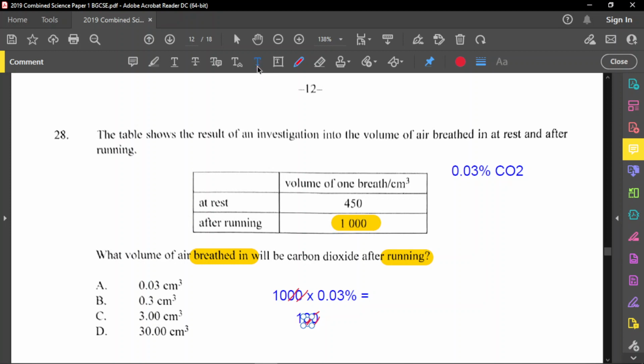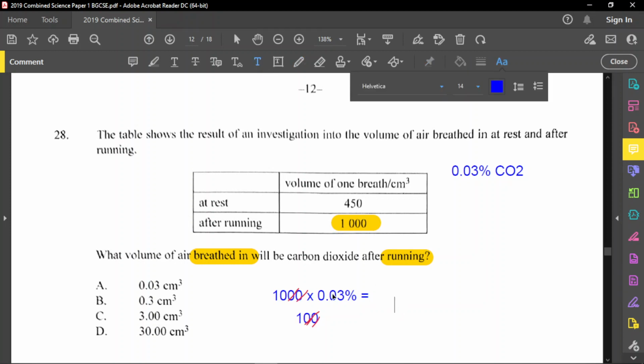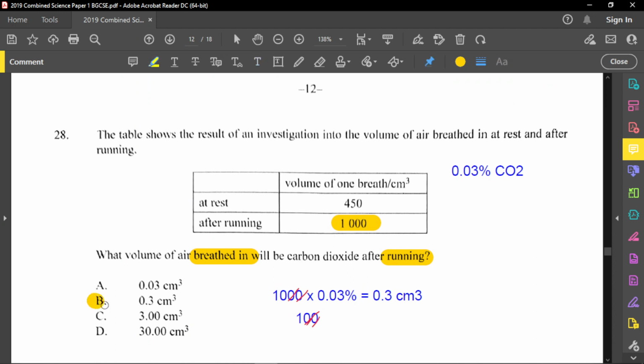So what do you notice here? We're going to multiply the 0.03 by 10. So that's a quick mathematical thing. All right, so what you get there is 0.3 centimeters cube. All right, so that's the answer there. That B is our option. Okay, B is our option.